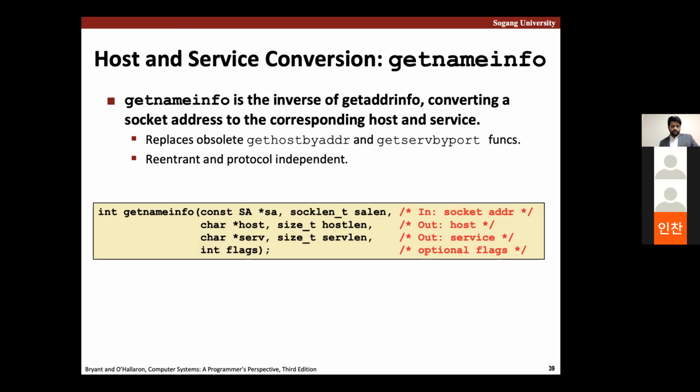And re-entrant means it's multi-threaded safe, so you can just hook it up in your complex multi-threaded network applications. This method also takes a socket address input, and we've got the host and service pointers along with their lengths, and we can also use certain flags in the form of an integer.